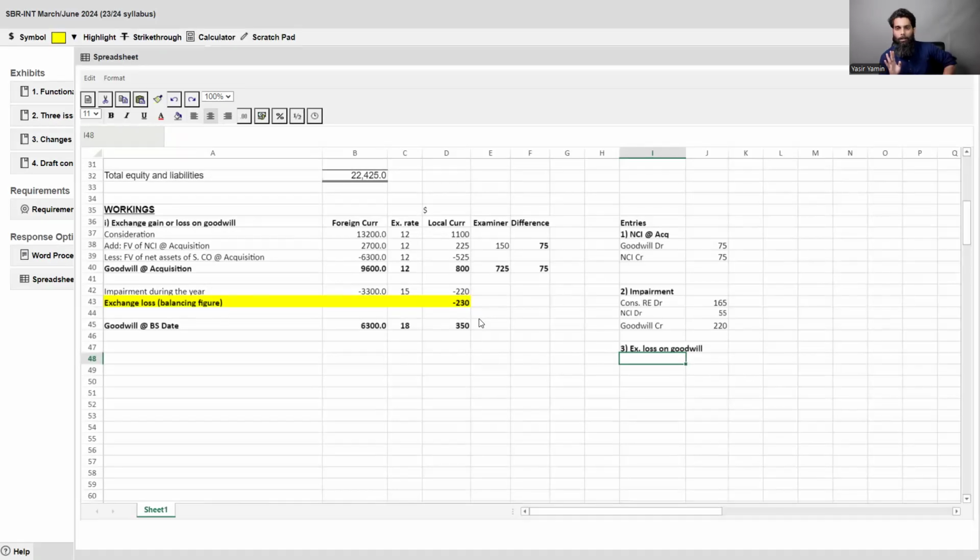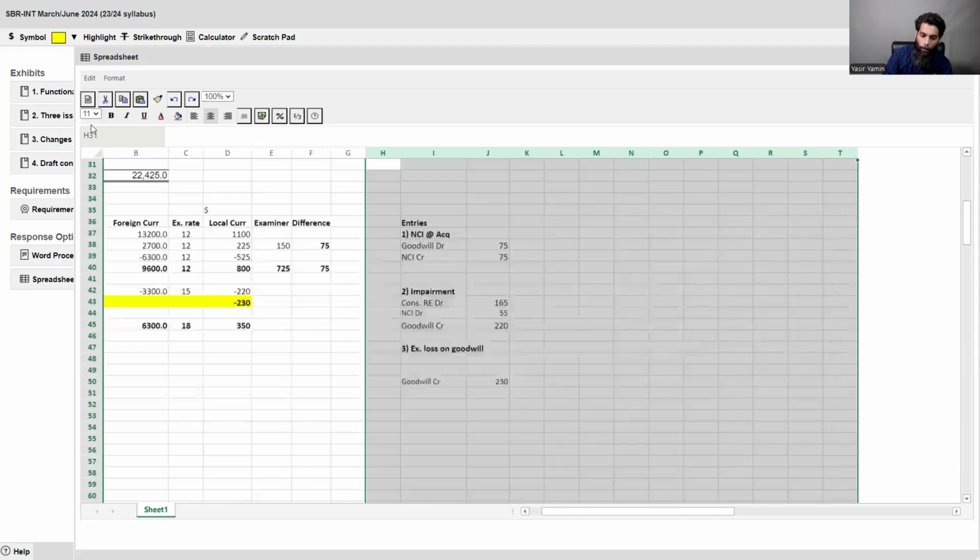Do you guys remember this? So what should be the accounting entry, guys? There is an exchange loss of 230 on our goodwill. What's the first impact? The first impact is that your goodwill will reduce in dollars due to this exchange loss. Do you guys agree? Make sense? Obviously, your goodwill will decrease due to this exchange loss.